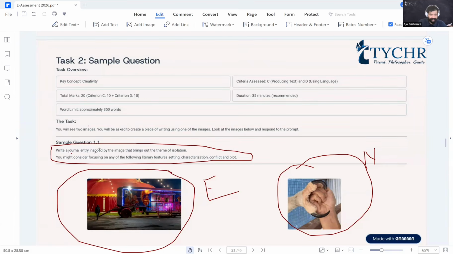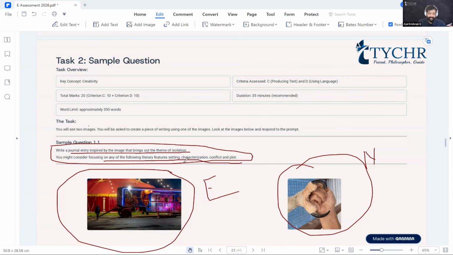It is a journal entry inspired by the image that brings out the theme of isolation. That is the question. So the response you write should be a journal entry. You can make it as creative as you can. And you might consider focusing on any of the following literary features: using setting, characterization, conflict, and plot.